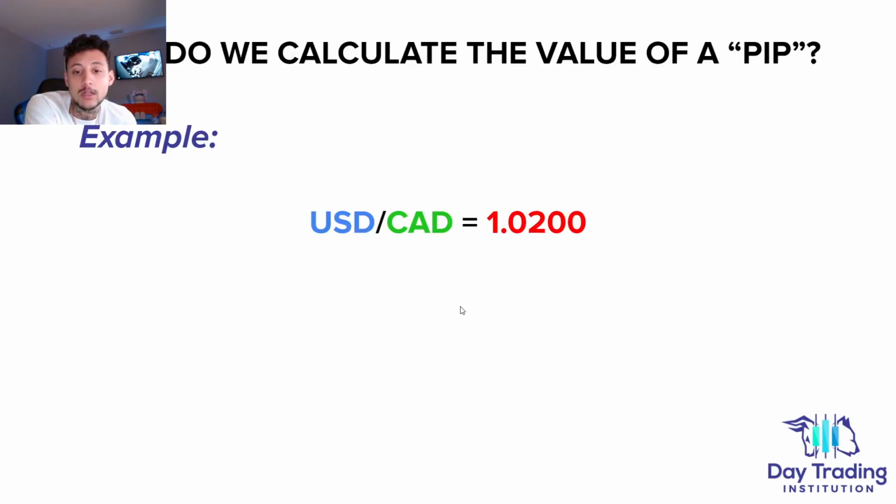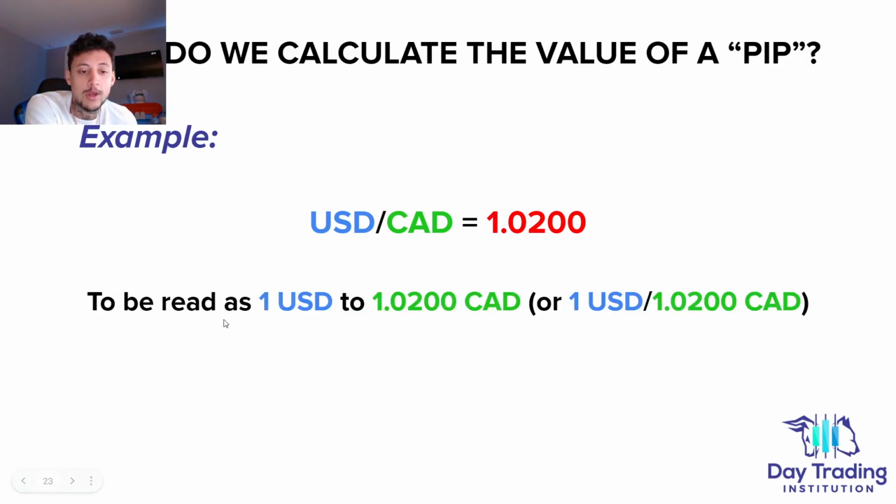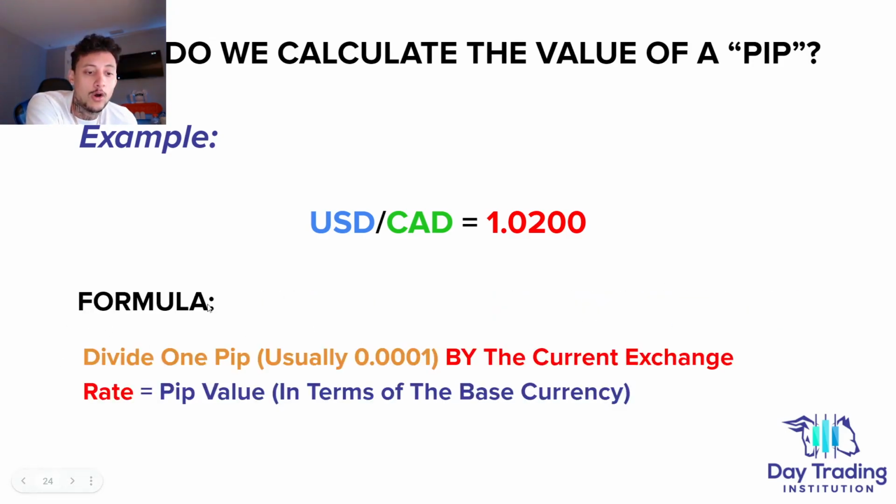Now, how do we calculate the value of a pip? Let's take this example. Let's say the exchange rate for USD CAD is 1.0200, to be read as $1 US to 1.0200 Canadian dollars, or 1 USD for 1.0200 CAD. All you simply have to do is divide 1 pip, usually 0.0001, by the current exchange rate, which is the pip value in terms of the base currency.